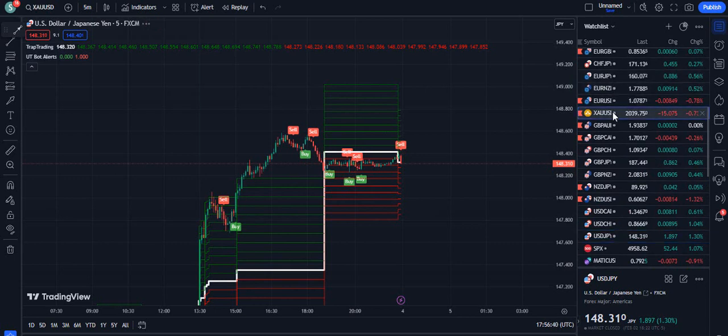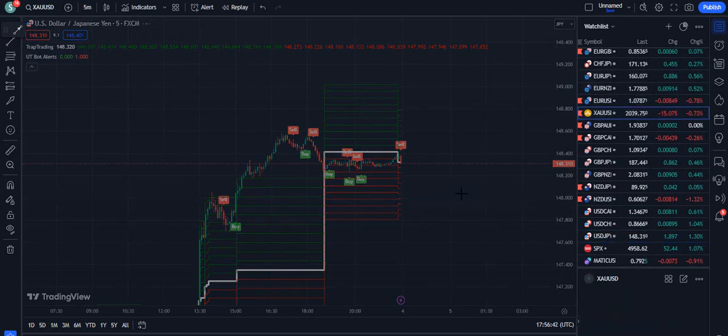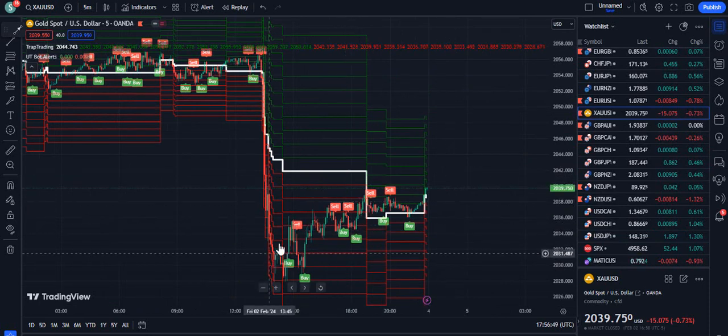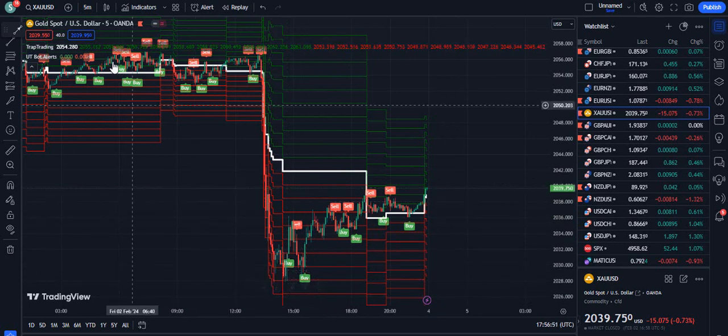So guys, one more thing, I'm again saying that UT Bot is not the only option with this indicator. If you have another buy and sell signal indicator, you can use it. Like this is the gold 5-minute chart. You can see the market retraced back after the buy signal. But if you have any other buy sell signal indicator, you can use it.